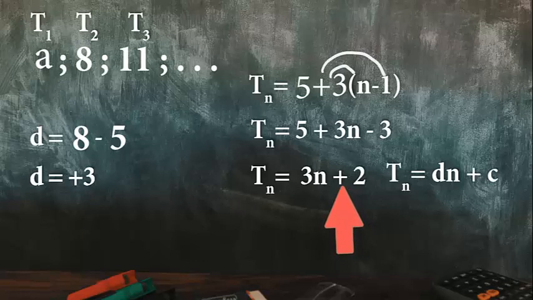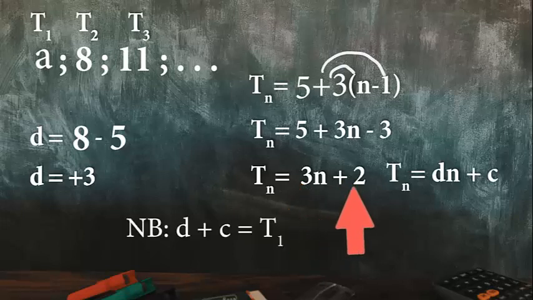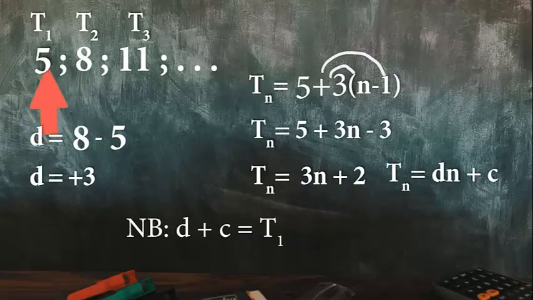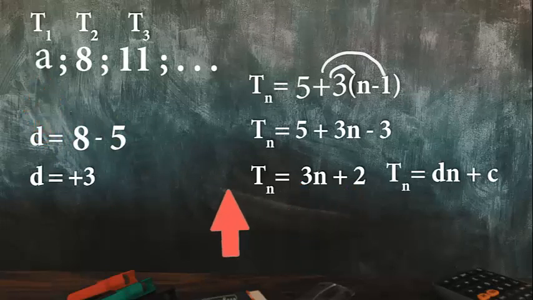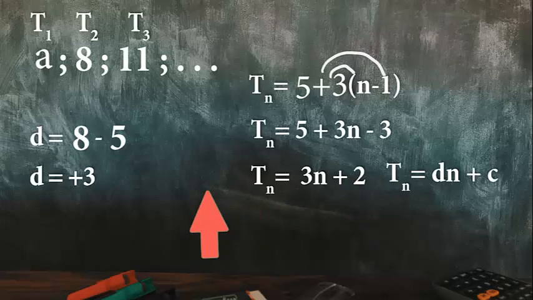So if I can quickly show you the way that we can check if we are correct, if we take this 3, which is the constant difference, plus the c, which is 2, we will get term 1. And there we go. So 3 plus 2 is 5. And that's it. So this is our general formula. And in the next lesson, we will learn why this general formula is so important and how we can use it.